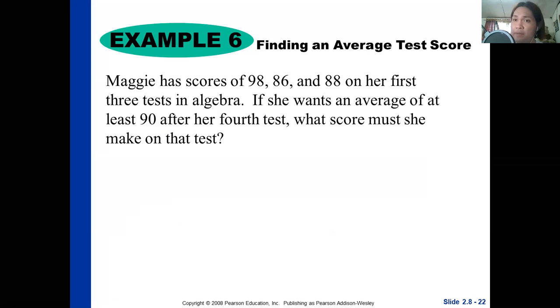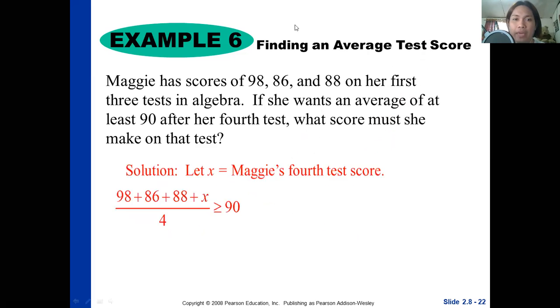And of course, let's have an example. Let's try to apply the inequalities that we have learned to a given word problem. Maggie has scores of 98, 86, and 88 on her first 3 tests in algebra. If she wants an average of at least 90 after her fourth test, what score must she make on the test? This sounds interesting.